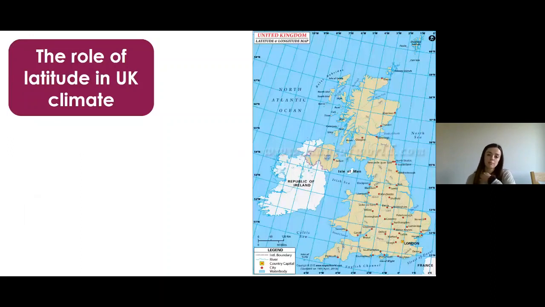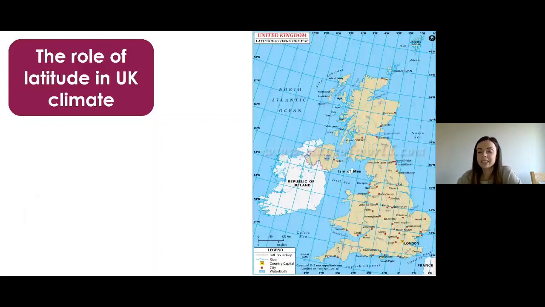Here we've got a map of the UK, and as you can see on the left, the south of England, by Cornwall, is at a latitude of 50 degrees north. North of Scotland, I can see the Orkney Islands are around 59 degrees north. That's a 10-degree difference. So northern Scotland is 10 degrees further away from the equator, which affects the percentage of the sun's energy it receives.